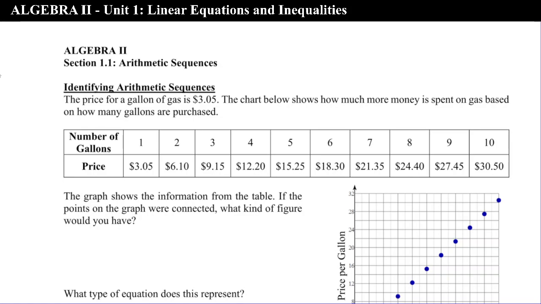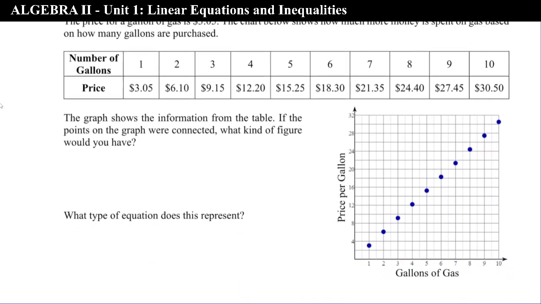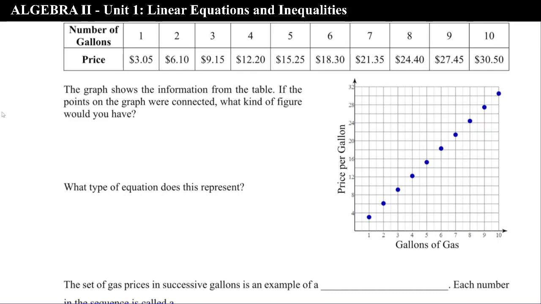What I have done here is plotted this table on this graph. As we plot each data point, the number of gallons of gas is along the x-axis, and the price that you pay is along the y-axis. When you look at all these points plotted, what kind of figure do you think you would have? What we end up with is simply a line.